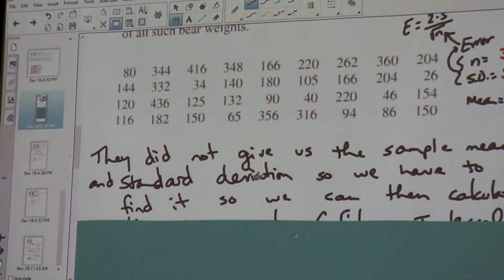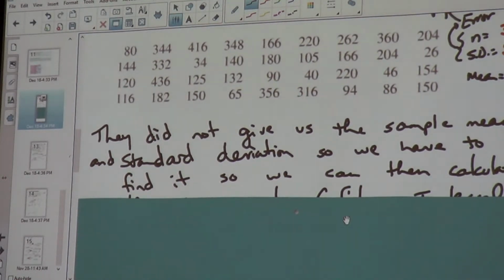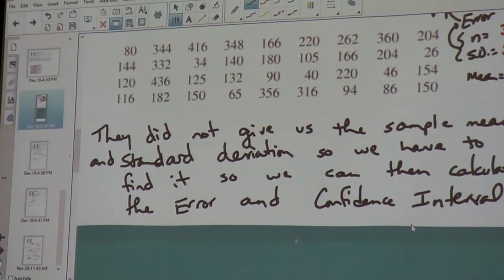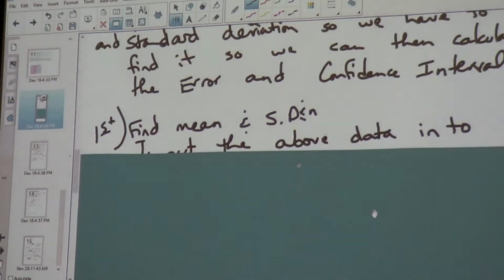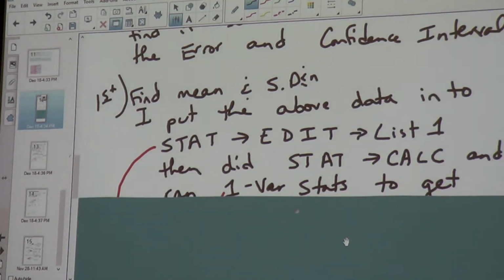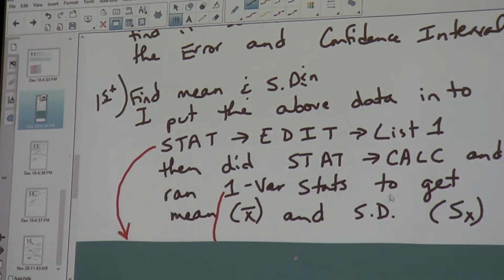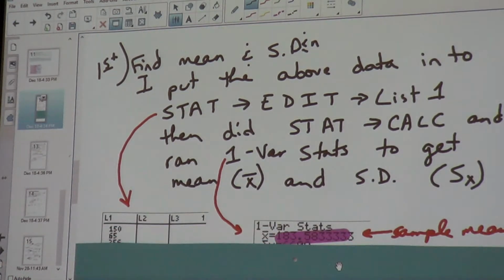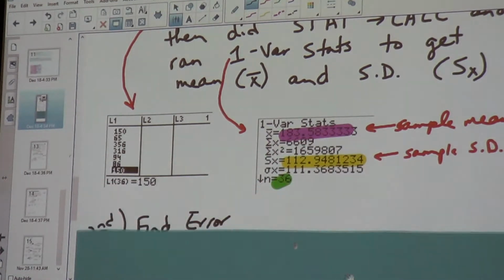So I wrote right here, they did not give us a sample mean or standard deviation, so we have to find it so that we can get the error, so that we can get the confidence interval. So I'm kind of putting it in there. We did stat, edit, list 1, then we did stat calc, then we ran one-variable stats. So I worked it all out for you.